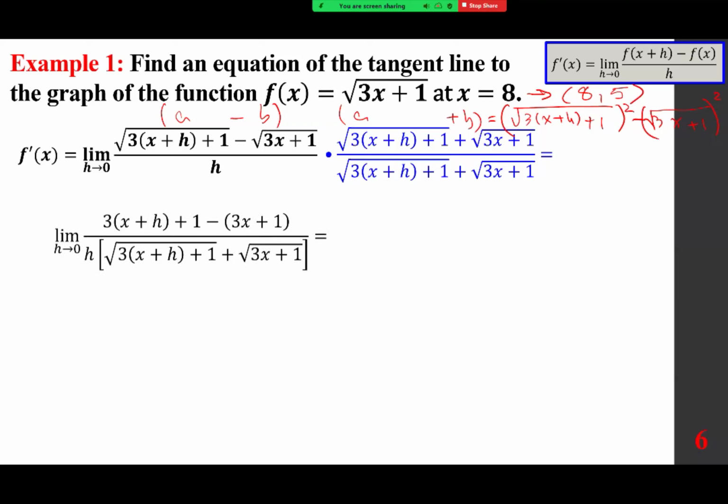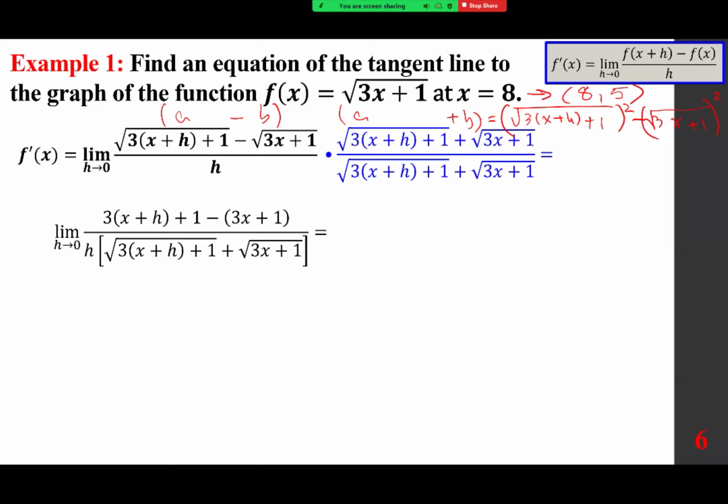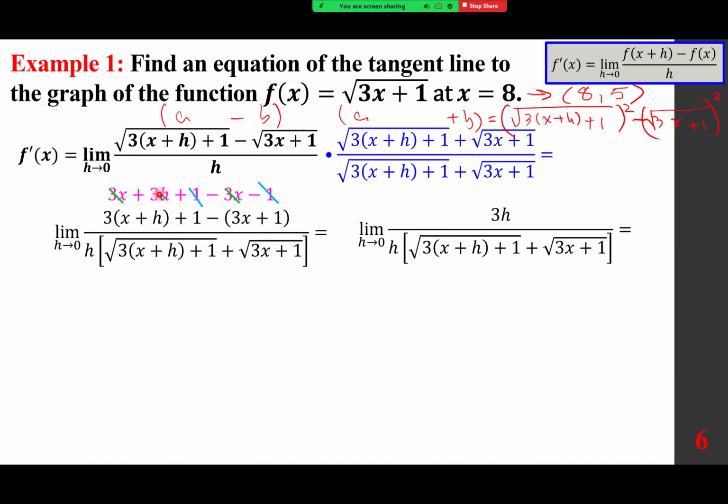Each one comes out. Distribute and we get 3x plus 3h plus 1 minus 3x minus 1. 3x minus 3x cancel each other. Positive, negative 1 cancel each other. You're left with 3h in the numerator. Remember, we are hoping to get rid of the h in the denominator, and now we can. And we have this limit.